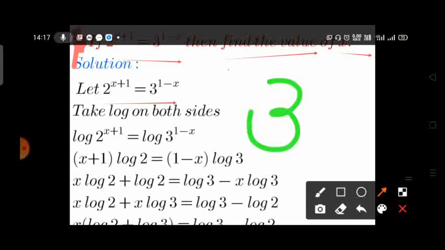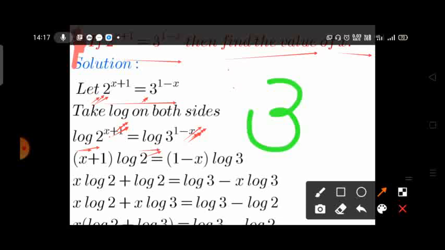Take log on both sides. Here I kept log, and here also I kept log. So I take log on both sides. See here, x plus 1 is in the power's place. Here 1 minus x is also in the power's place. According to our logarithmic laws, the third law, x plus 1 into log 2.